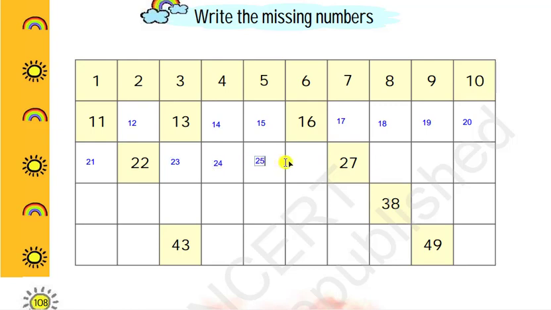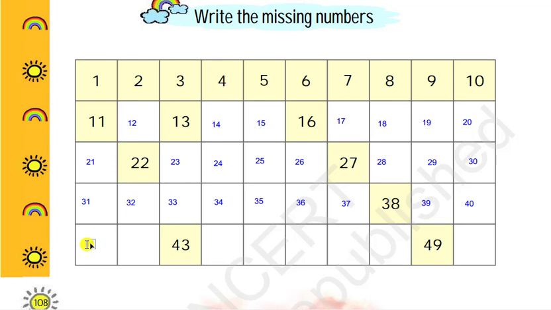24, 25, 26, 27, after that 28, next is 29, next is 30. So after 30 what comes, students? 31, next 32, next is 33, next comes 34, next comes 35, next comes 36, next comes 37, next is 38, after that 39, finally 40.